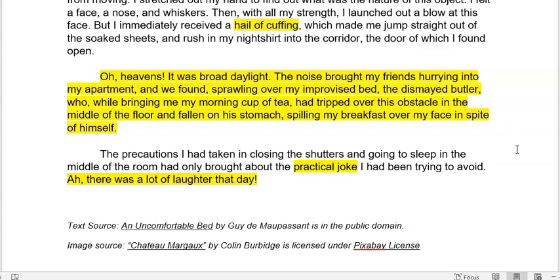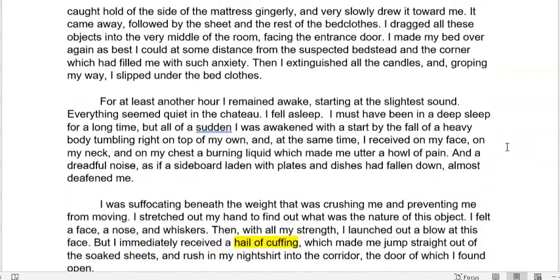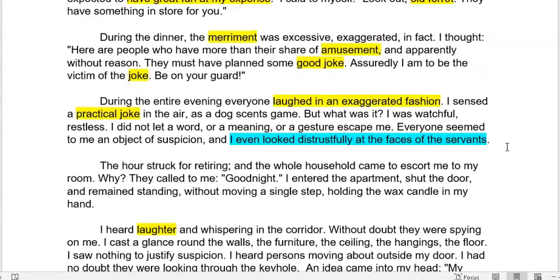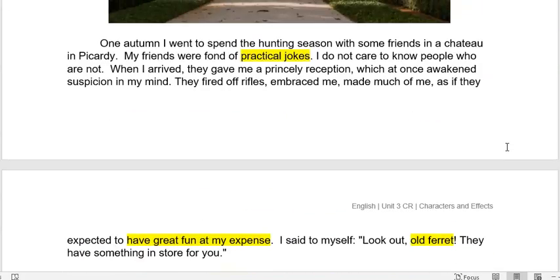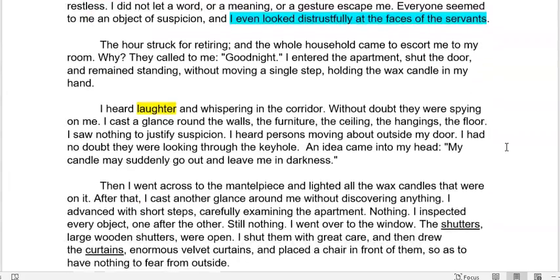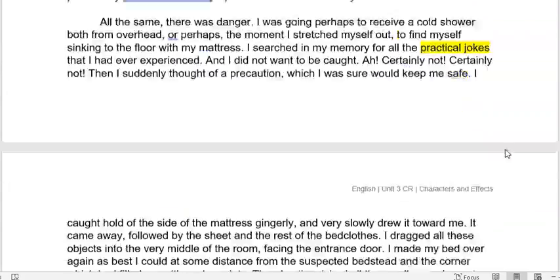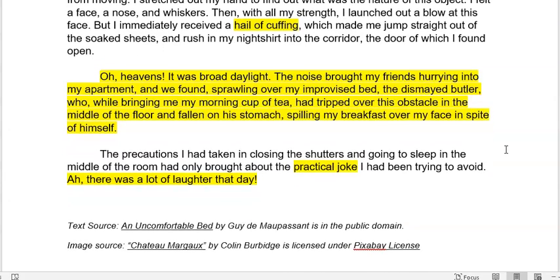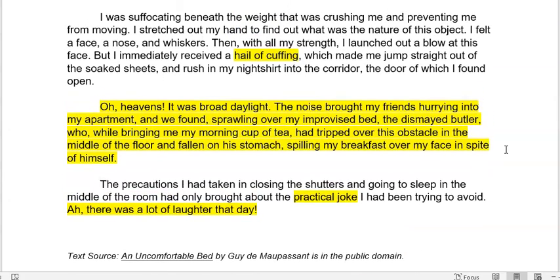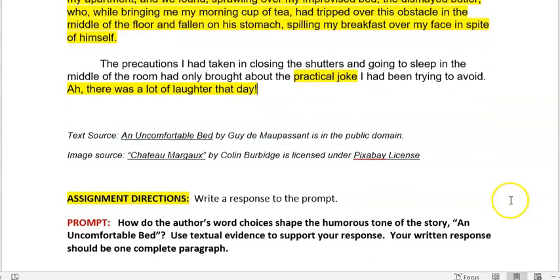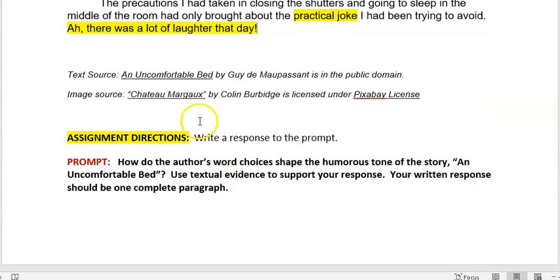So that explains the humor of the story, and all of these words and phrases help us understand and see the comedy of the story. Okay, so everything that I highlighted in yellow there are the word choices, the words and phrases in the story that help to shape the humorous tone of the story.